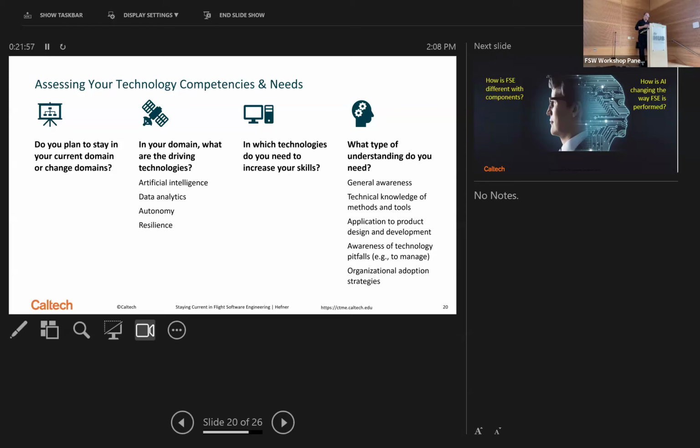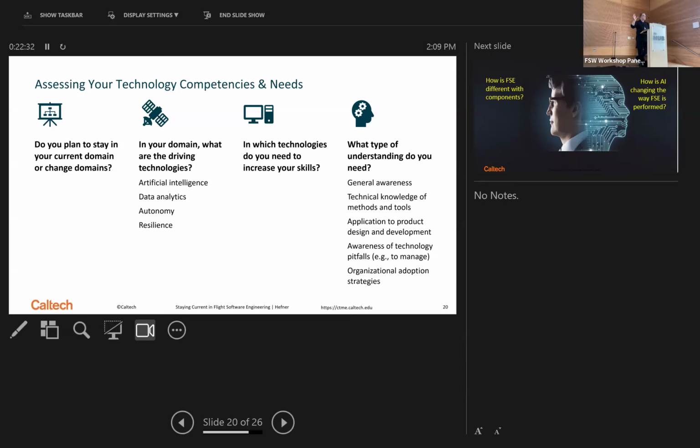But in your area, what do you think it is? And then what areas do you need to increase your skills? And what type of area do you understand? Do you simply need to understand the basics? Could you get that by reading articles or just coming to conferences and listening to a panel like this? Do you need a deep dive? Do you really need to understand the methods used? Do you need to have competencies in the tools that implement those methods? Do you need to understand how you would apply this to product design? Do you need to read case studies or use cases on other people that have done it?